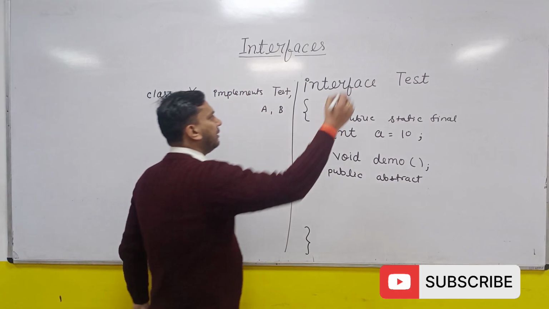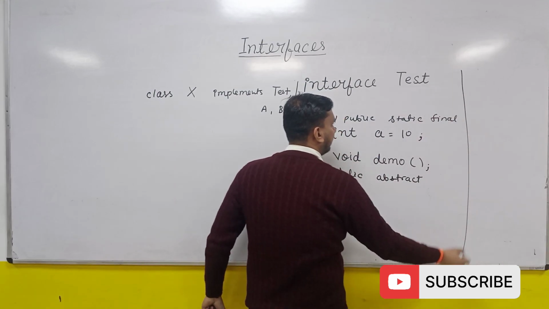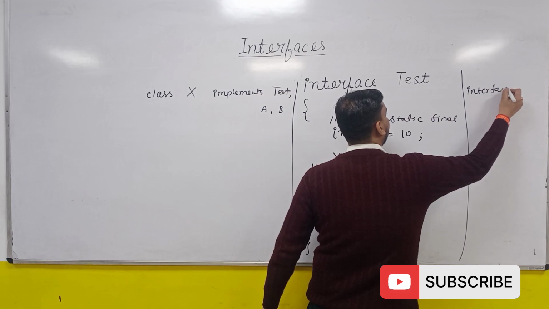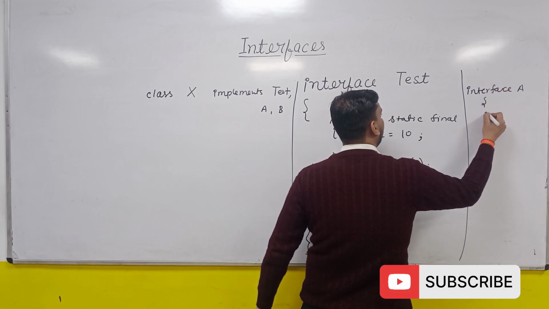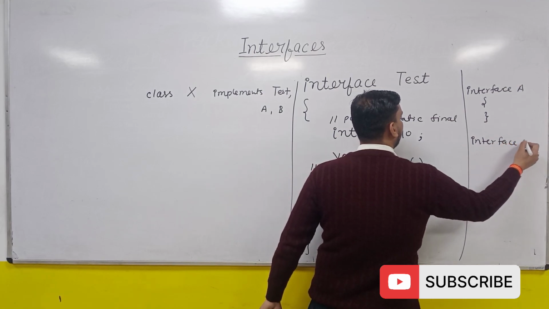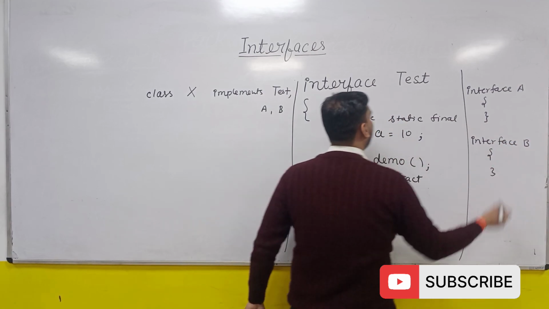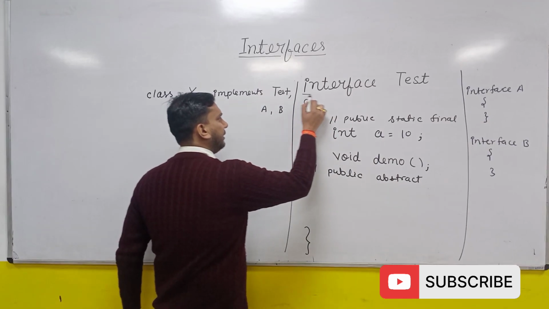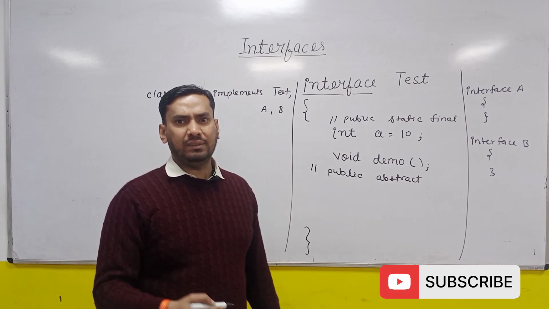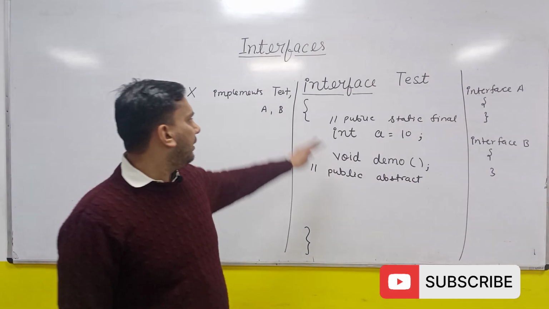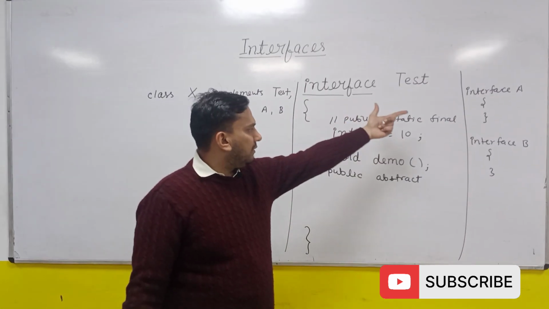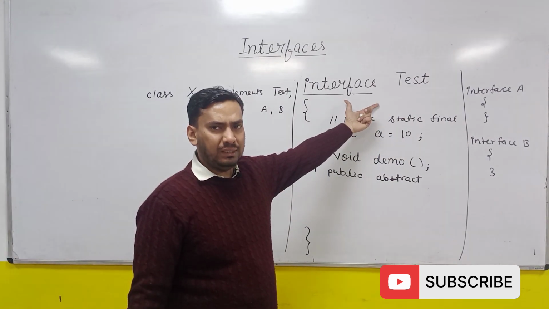Let us write here interface A and interface B. I am writing here interface A, something like this, and interface B. Right? So we are using the interface keyword. This is a keyword similar to a class keyword. Class keyword is used to define a class. Interface keyword is used to define an interface. So I am writing here interface A, interface B, and interface test.